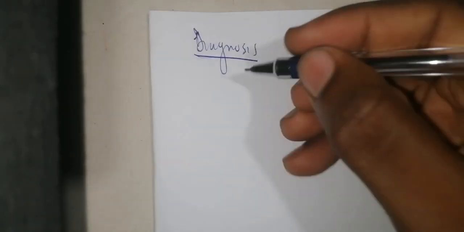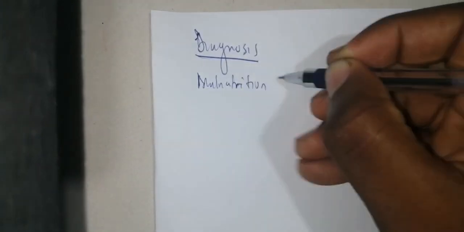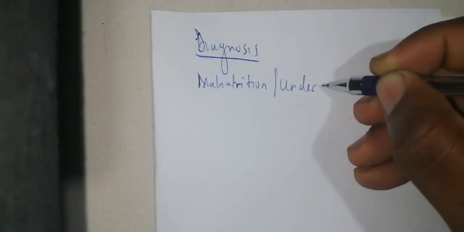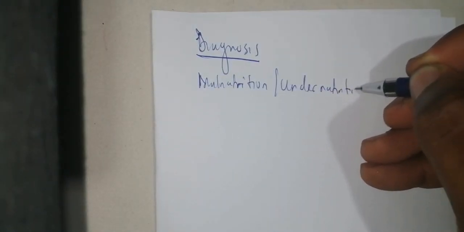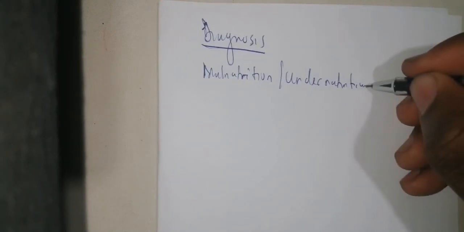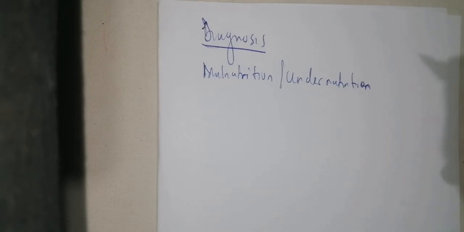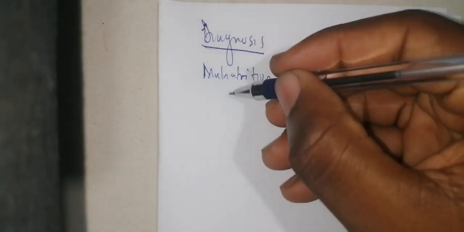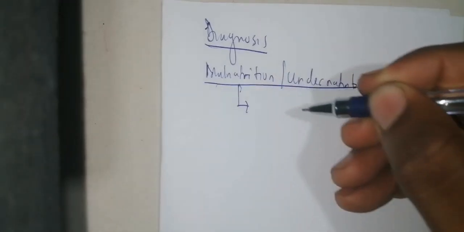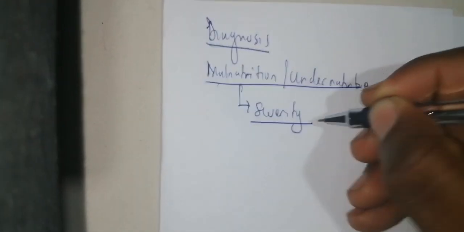So for the diagnosis, how do you diagnose? Here you talk about malnutrition. Malnutrition can be used with undernutrition interchangeably. Is it clear? They can understand you, but the best word to use here is undernutrition. So you classify the undernutrition. The first thing you should speak about in your diagnosis is the severity of the undernutrition.